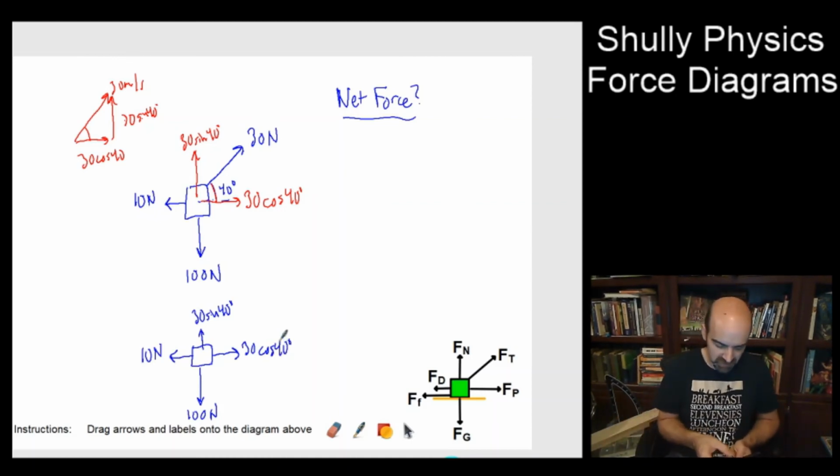And of course, those have real values. I plug in my calculator here, get it out. 30 sine 40 degrees. I get 19.28. So that was the sine. So this is 19.28. And 30 cos 40.